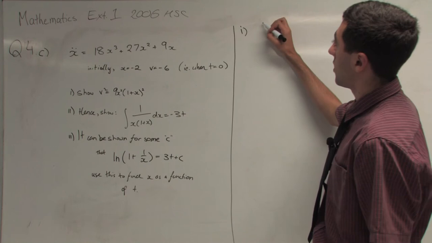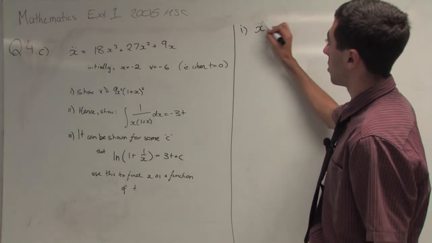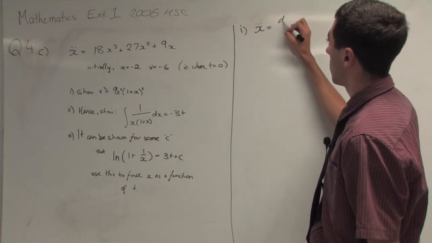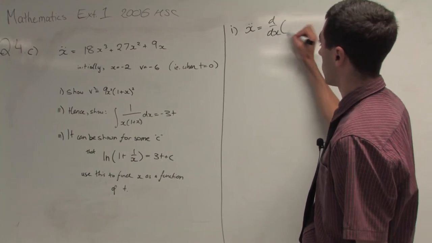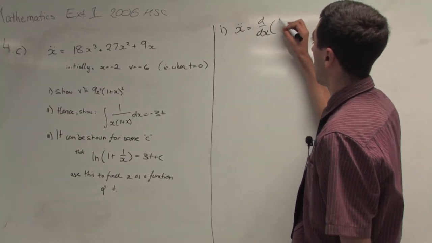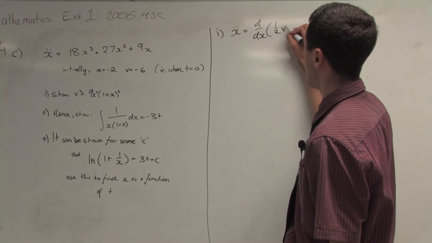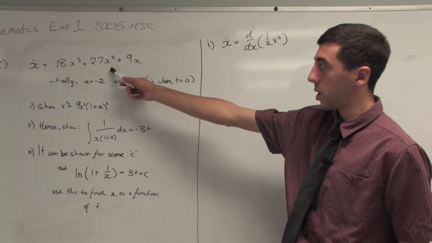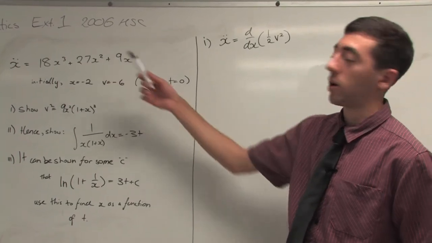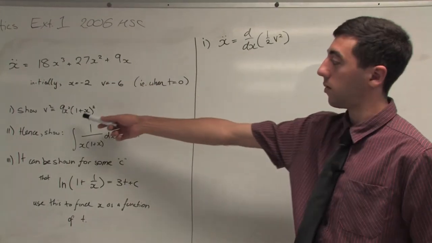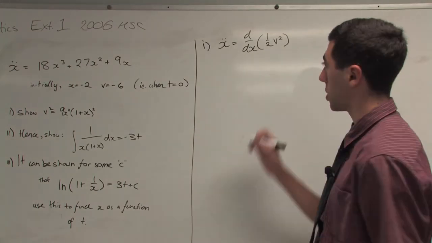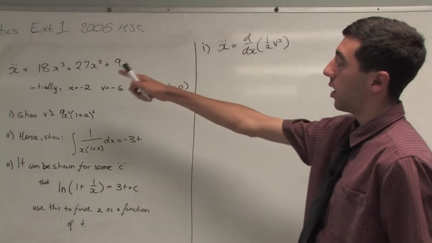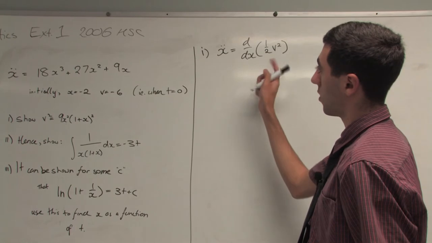Well, we know our standard identity that you should have learned, that the acceleration is equal to d over dx of half v squared. We're going to use that because our acceleration is in terms of x, but we can't straight up differentiate, and also v squared is in this equation. So we're going to replace x double dash with this.